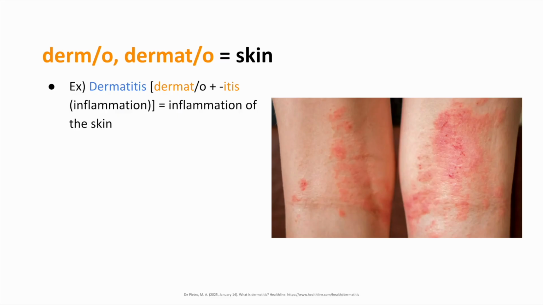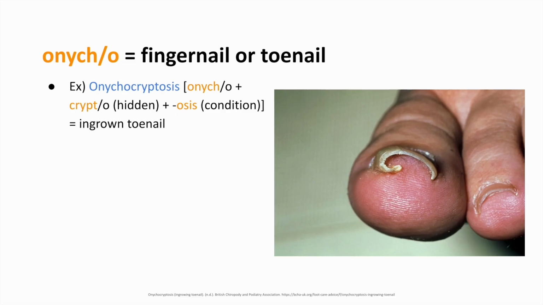So onycho is a combining form that means some kind of nail, fingernail or toenail. So onychocryptosis: onycho, combining form; crypto, like cryptocurrency, hidden currency. You can think of it that way. Crypto means hidden. Osis is a suffix that means condition. So onychocryptosis, a hidden toenail in your skin, which is an ingrown toenail.